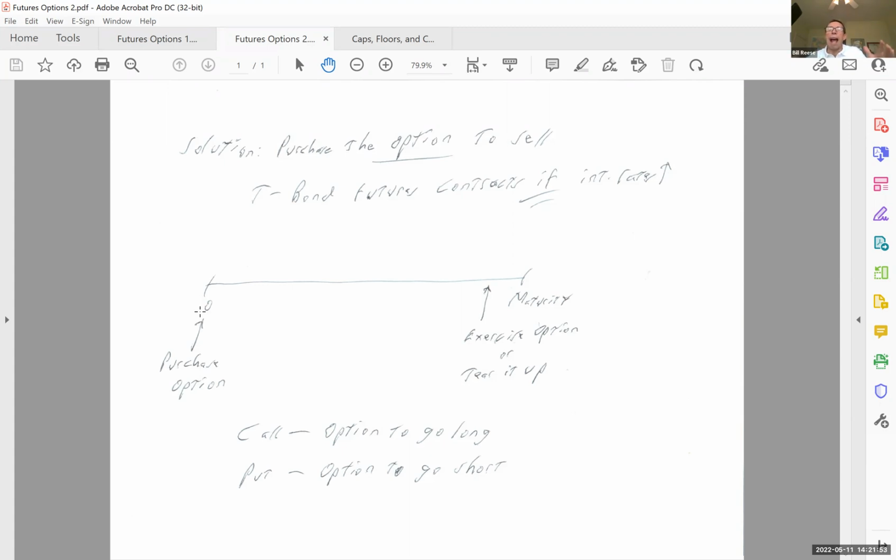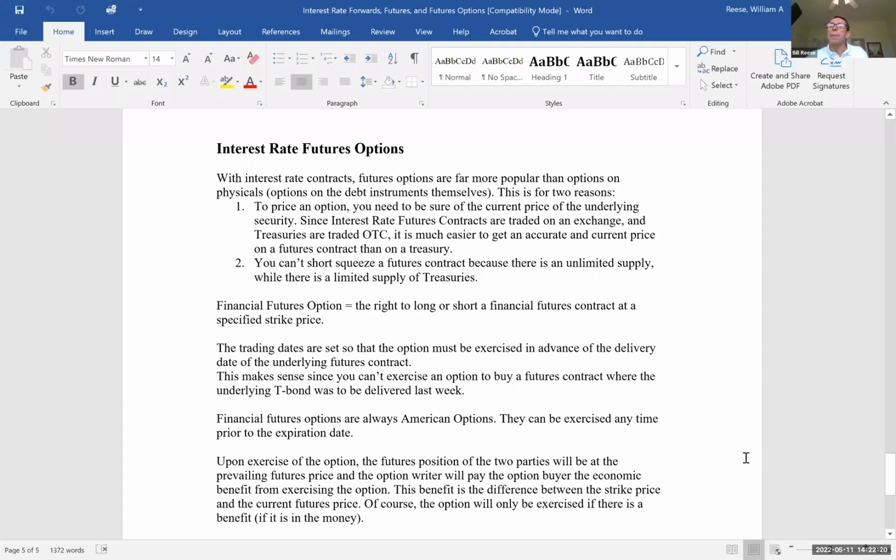Now, we're not going to get into how the premium is calculated and all that stuff. That's done in a derivatives class or in an options class. But we just want to be able to see how this is an extension of being able to hedge interest rate risk. So let's go to our class notes on this and see what we can add to this. Okay. All right. First of all, it's a common question.